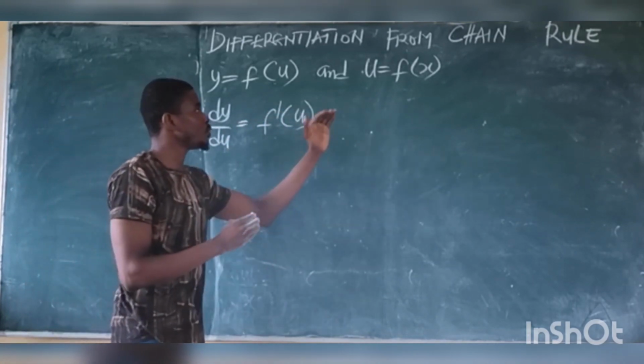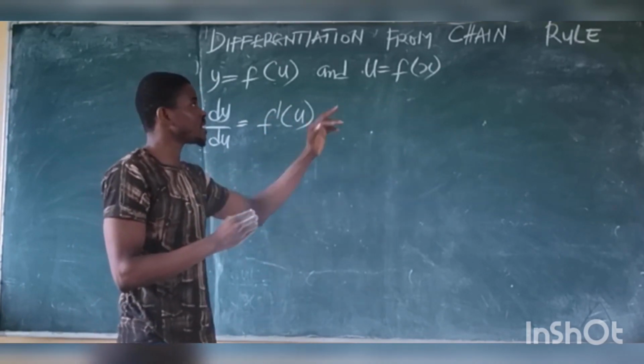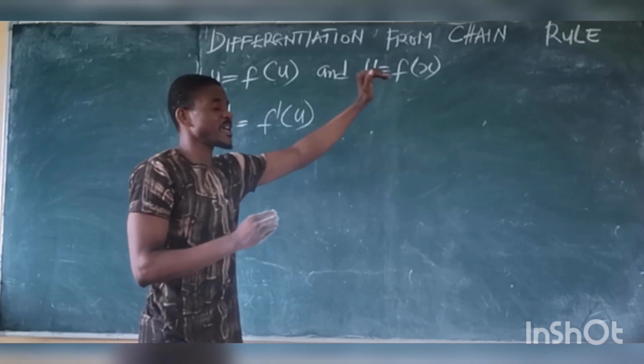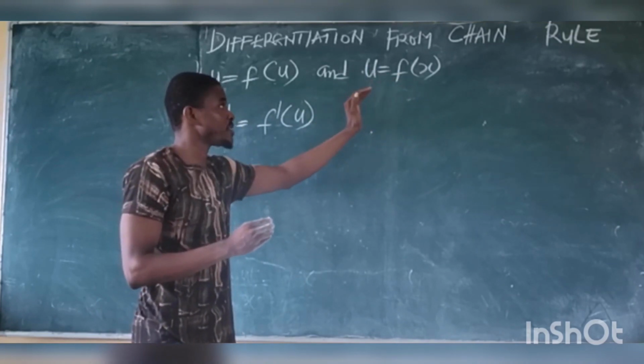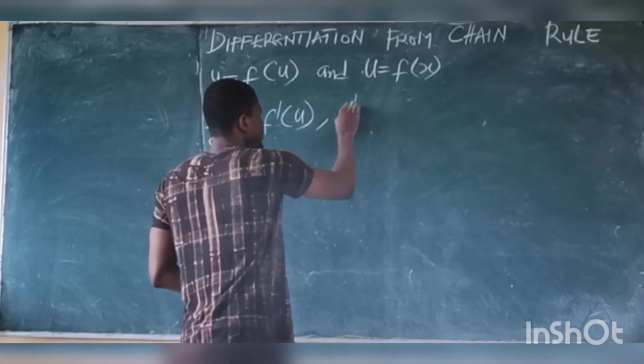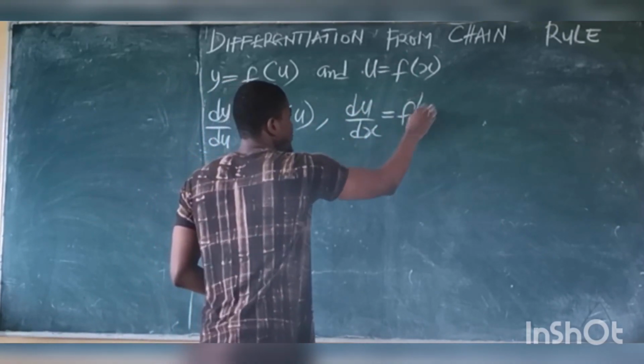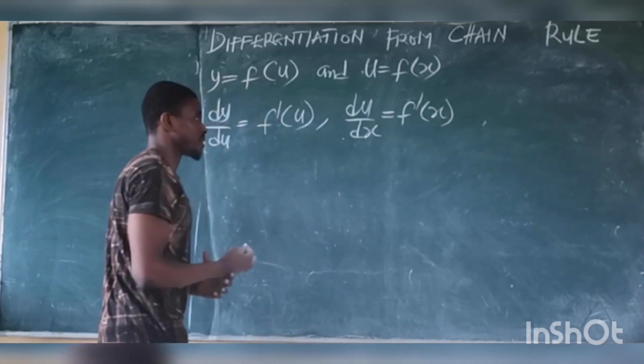Also, since u is a function of x, it means now that I can only differentiate u with respect to x, because u depends on the value of x. So I can simply find du with respect to x, and I can call that f prime of x.